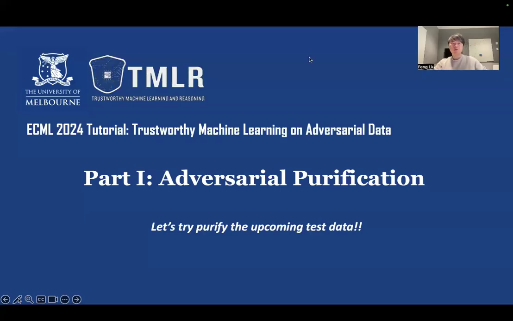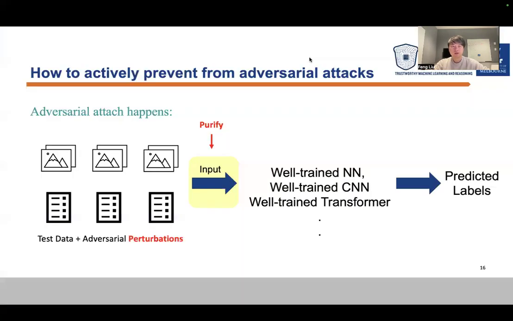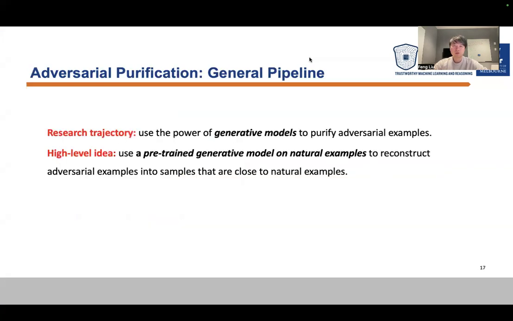Okay, now let's focus on the first part, adversarial purification. Let's try to purify the upcoming test data. Yeah, we can look at this image. It's from a previous intro video. Okay, we want to purify, it happens in the input phase. We want to purify any upcoming data to remove possible adversarial noise.